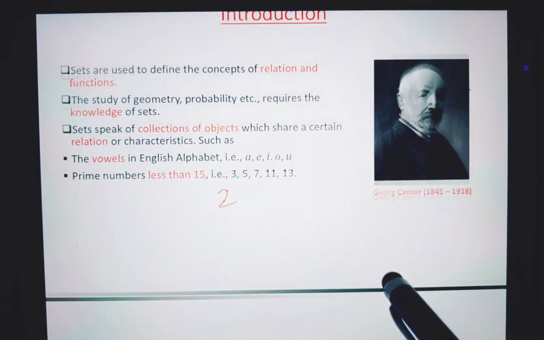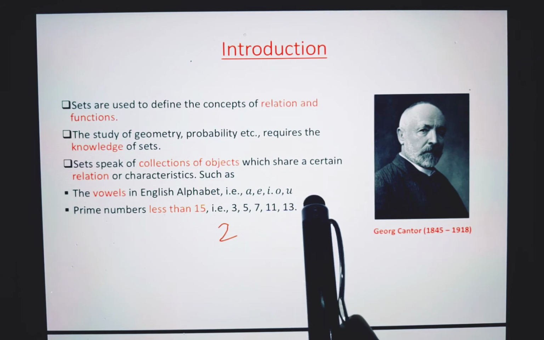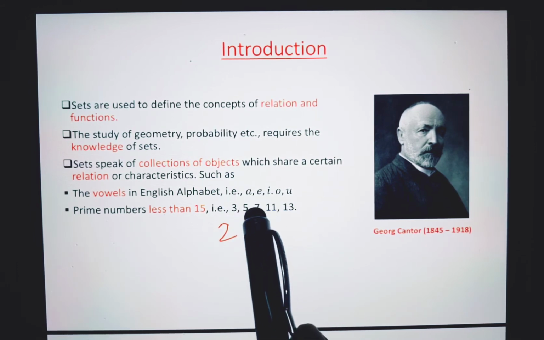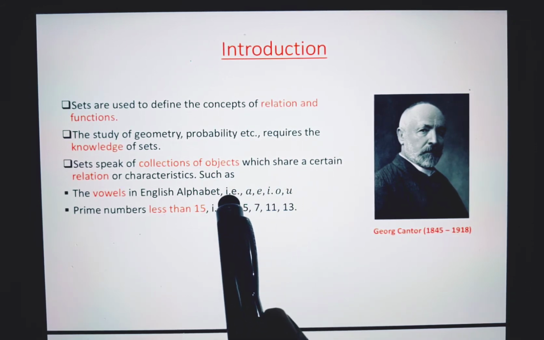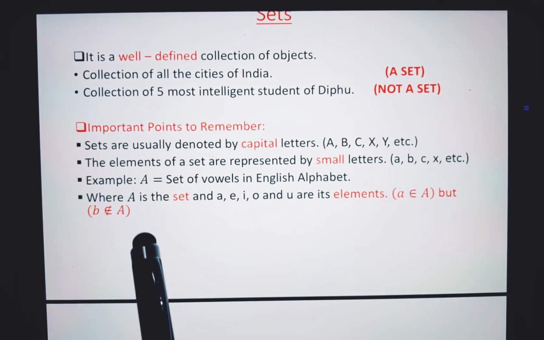Now here we had vowels of the alphabet. We are writing a, e, i, o, u. Why not capital A? Why not capital E? Because elements of the sets are denoted by small letters. Okay, now the next one.